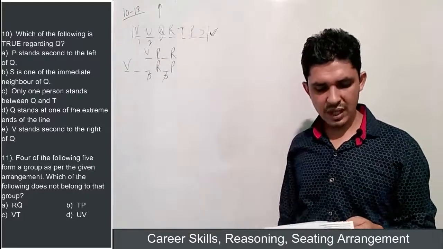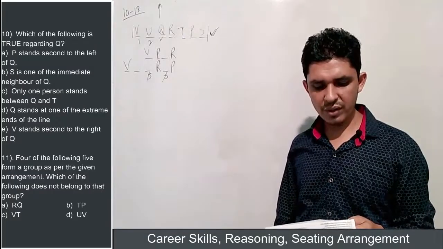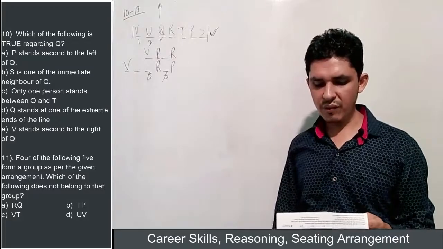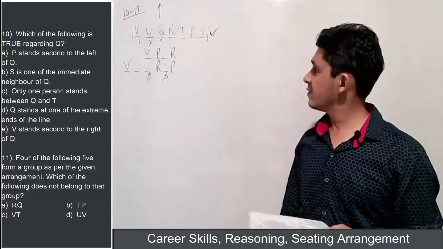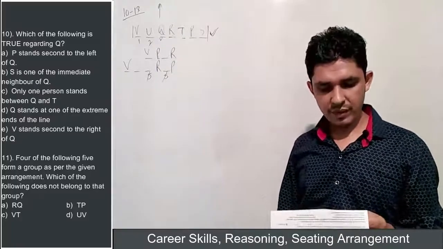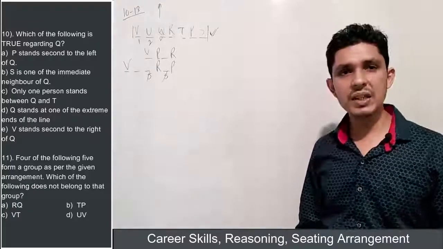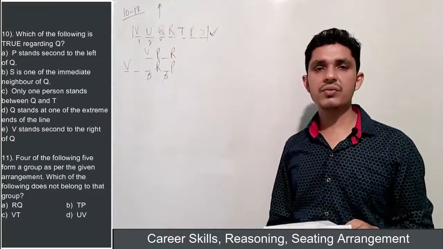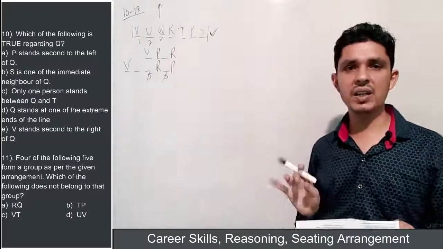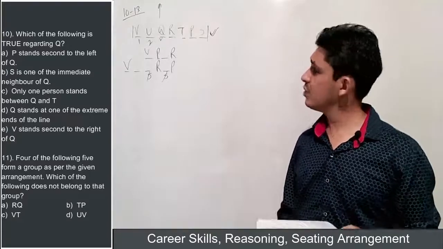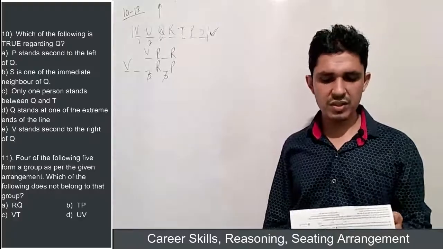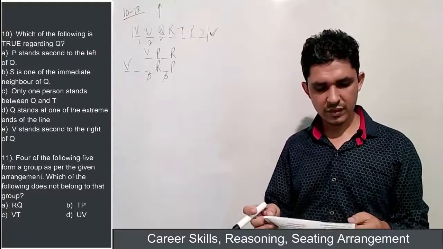Question number 11. The question is 4 of the following 5 form a group as per the given arrangement. Which of the following does not belong to the group? Let us check. RQ are the immediate neighbors. Thereafter TP, also immediate neighbors. Thereafter VT, if we check VT, these are not immediate neighbors. And further if we check UV, UV are also immediate neighbors. That means our answer will be C, that is VT, right?